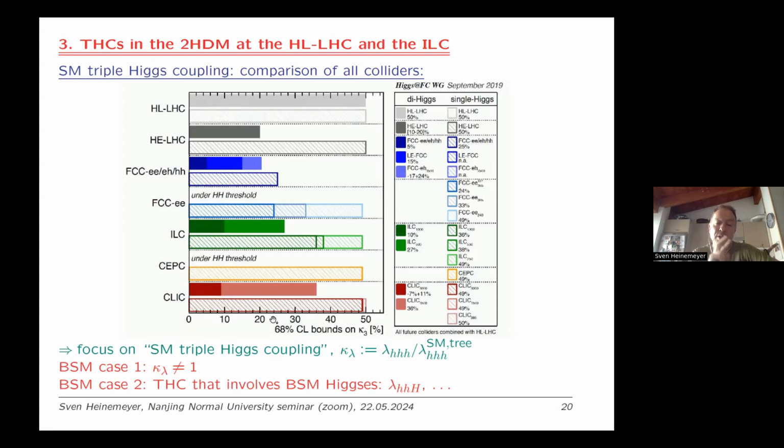If, and now the two BSM Higgs cases come into the game, this evaluation here assumes that, first of all, kappa lambda is equal to 1. It only focuses on the standard model value of kappa lambda. And it also assumes that no BSM triple Higgs couplings are in the game. Yeah, this is all neglected. So this is a very simplified analysis in this respect. And I will tell you something about these two BSM cases and how they can modify the picture.